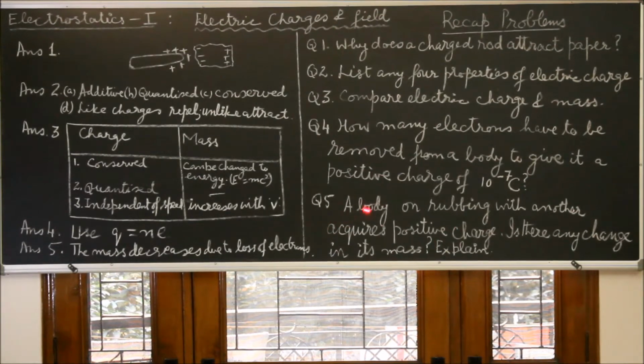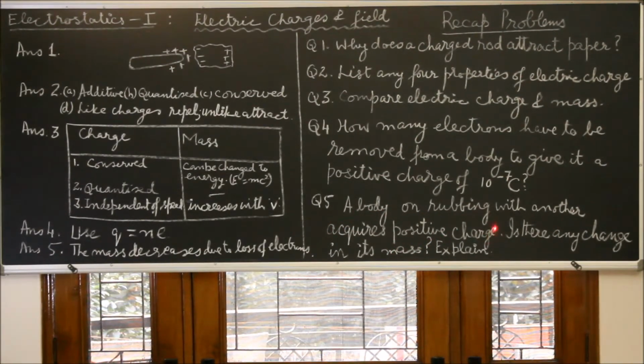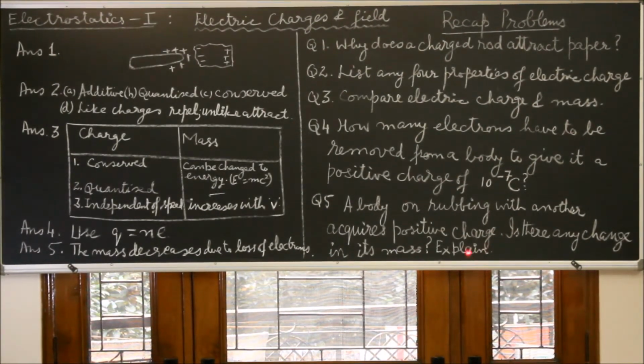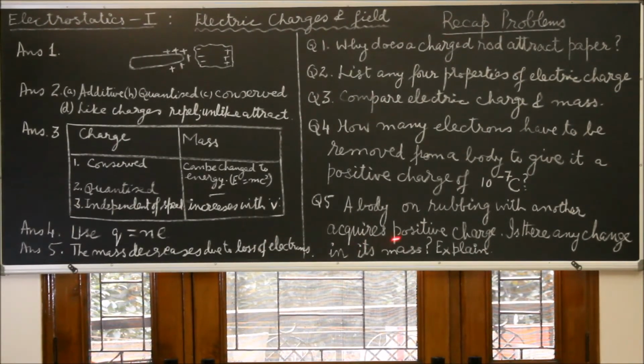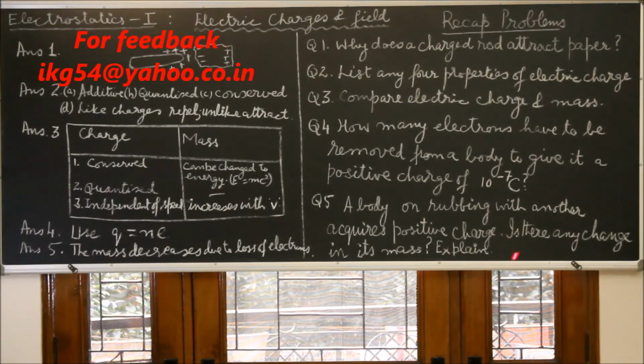Question number 5, a body on rubbing with another acquires positive charge. Is there any change in its mass? Explain. When charges develop, the reason is the transfer of electrons. Here, the body which acquires positive charge loses electrons. Hence, the mass of the body decreases due to loss of electrons.